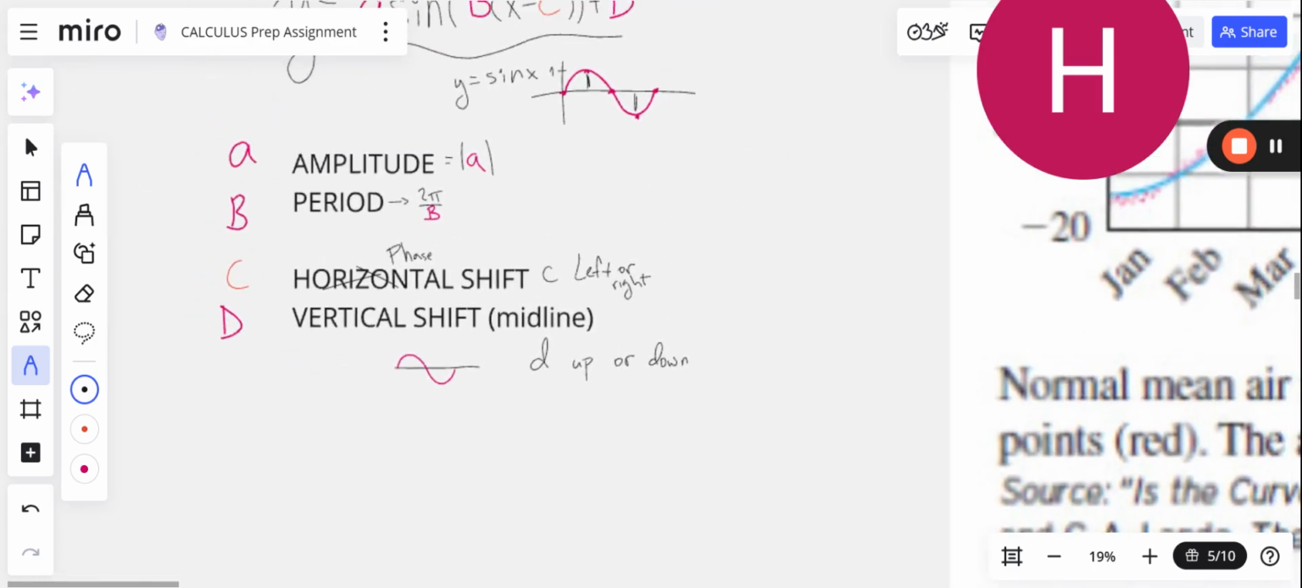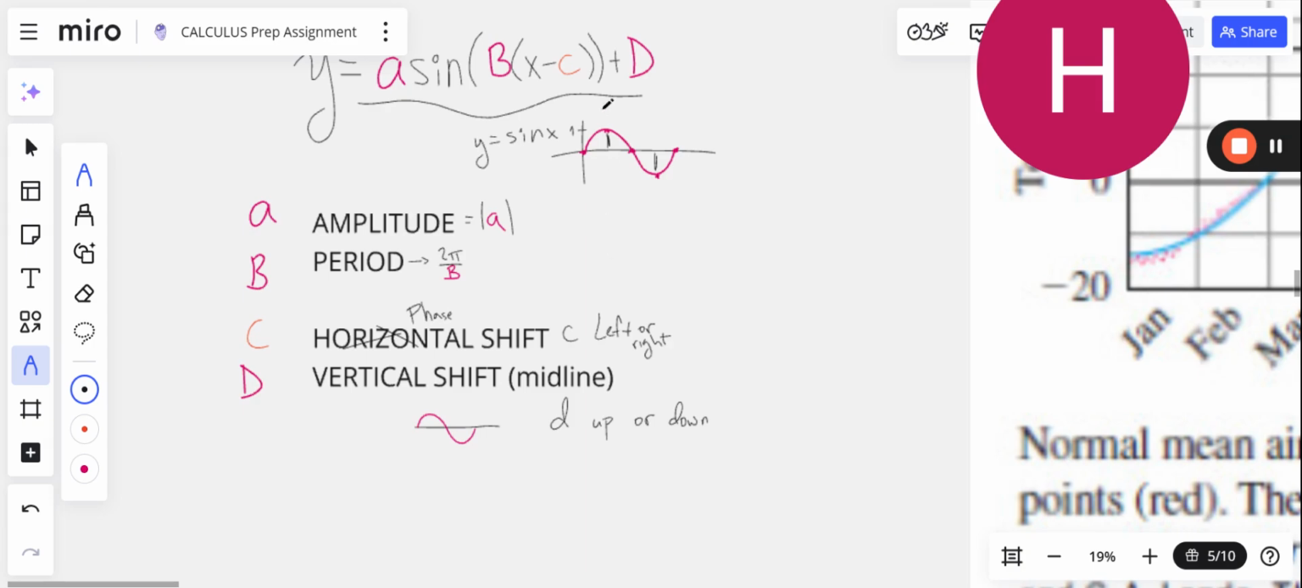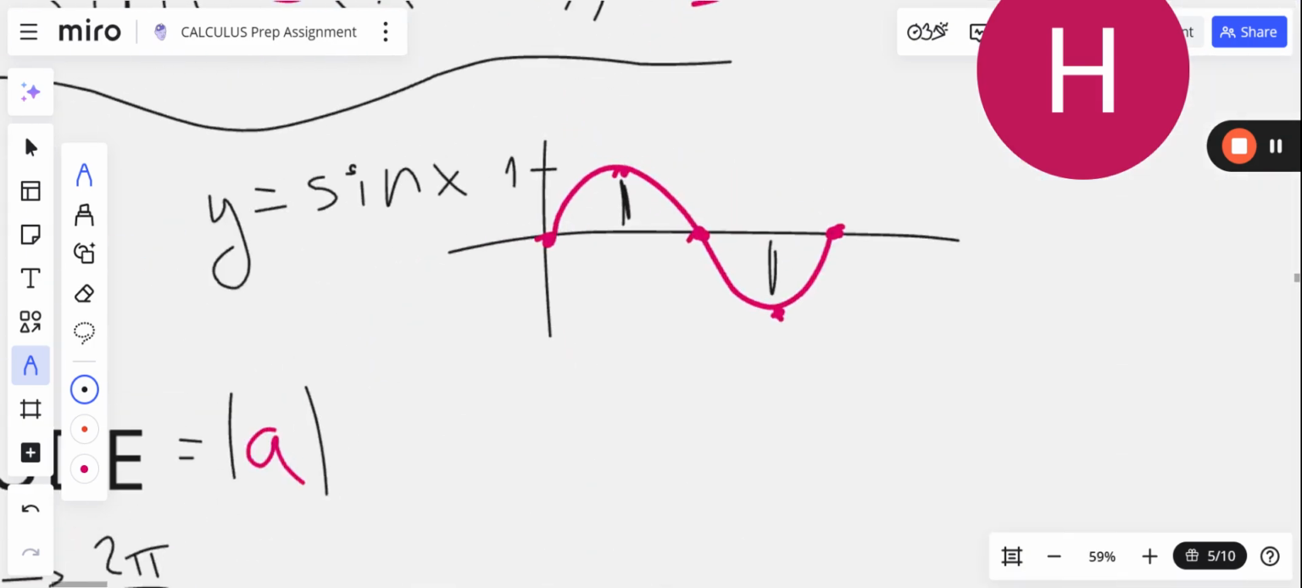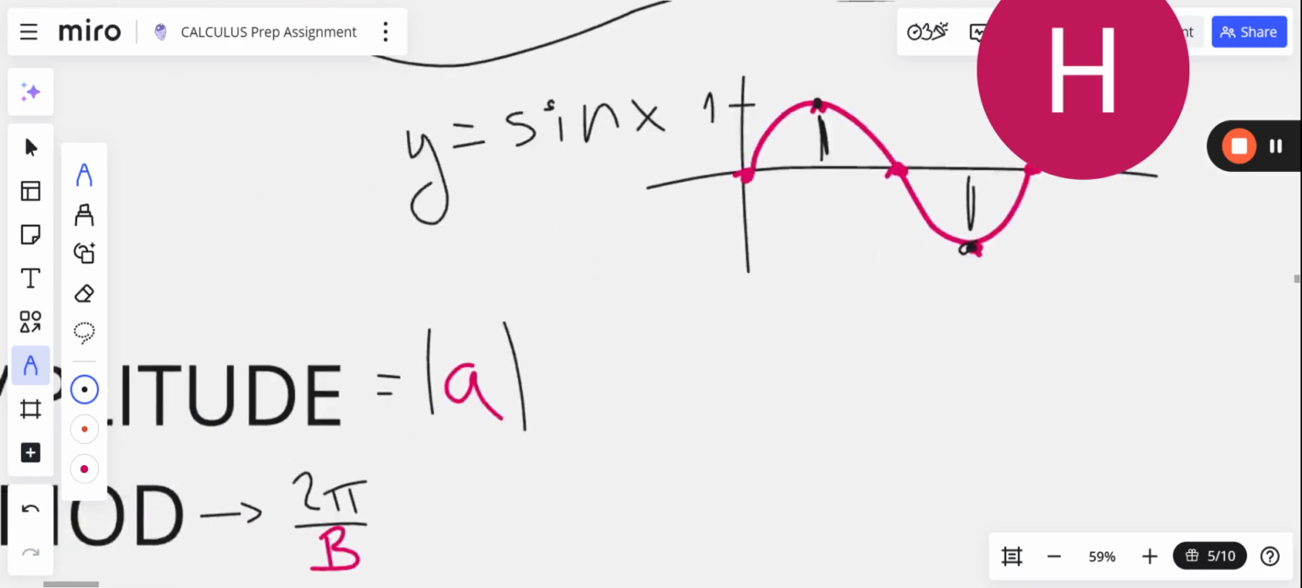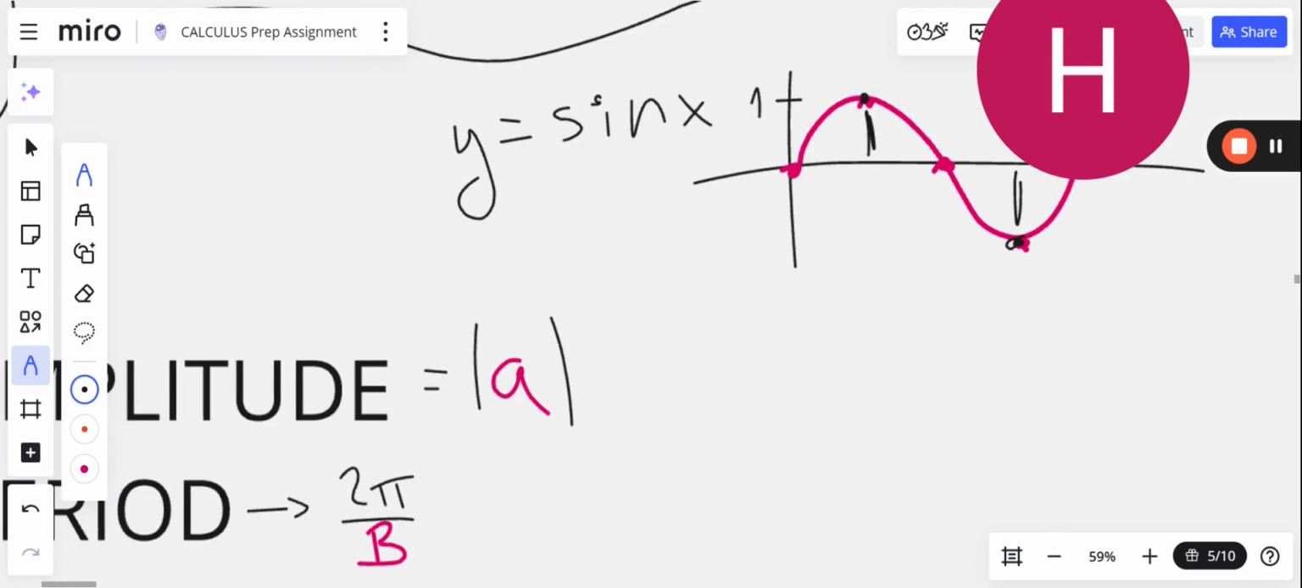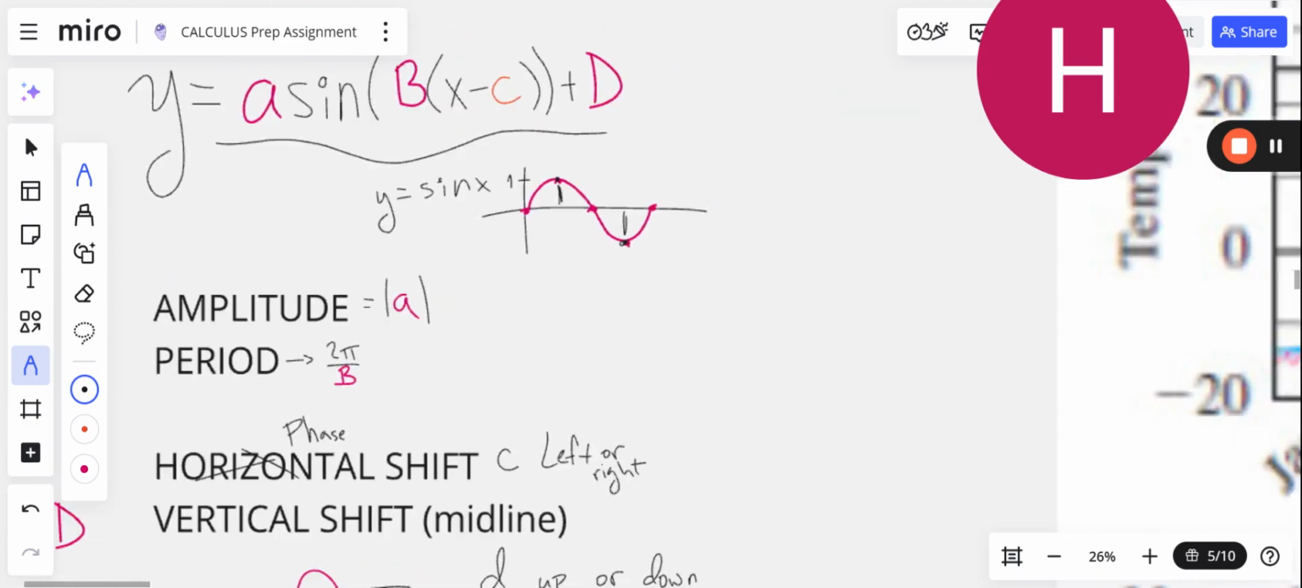Okay, now that we've paid attention to those things, let's also point out that this represents the maximum and this represents the minimum. So if there's a vertical shift, the maximum and minimum could change, and also if there's an amplitude change, like a equals 5, then we could also have some kind of different maximums and minimums. Let's take a look at the data now.